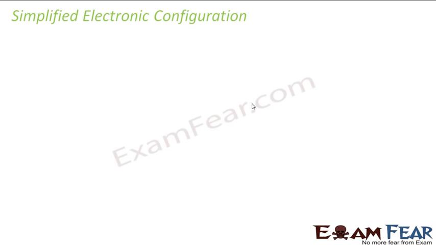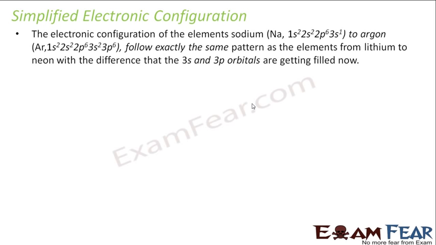Now we'll see some simplified electronic configuration. If you try to find the electronic configuration of sodium, you'll find it comes out to be 1s2, 2s2, 2p6, 3s1. Correct? Because after neon we have sodium. So this is still neon, then we have sodium. And argon comes like this: 1s2, 2s2, 2p6, 3s2, 3p6. So if you see, this part is common in both cases, right? This part 1s2, 2s2 and 2p6.